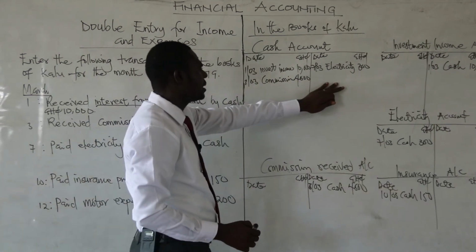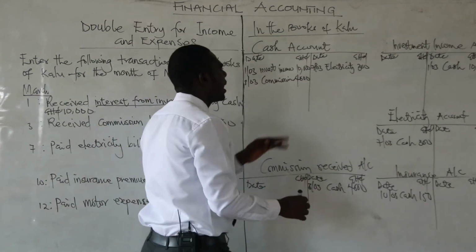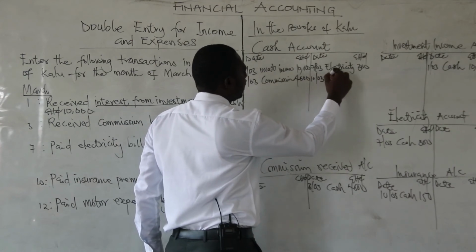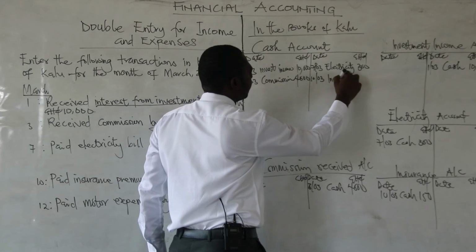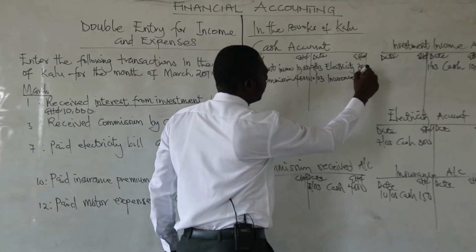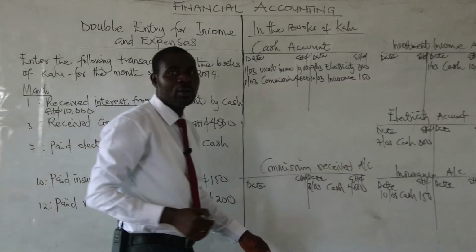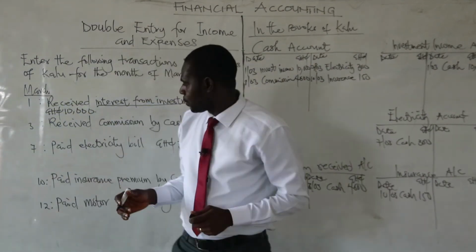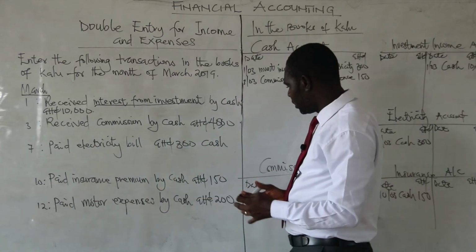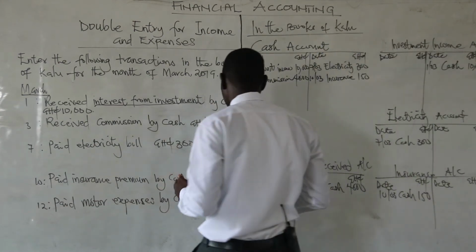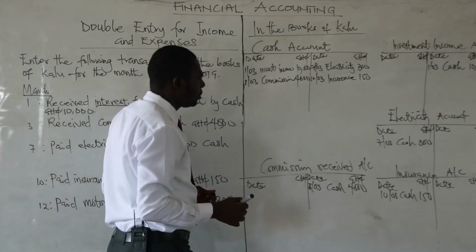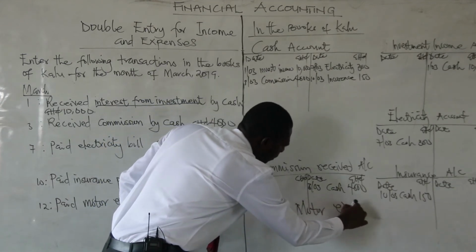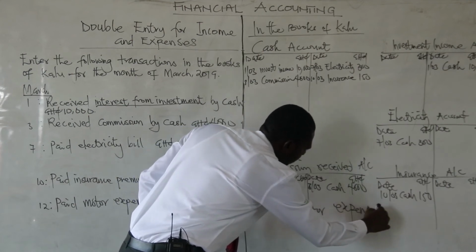So we come to the cash account, which is the corresponding account. The date is 10, and it is insurance. Amount 150. Okay. Now let us look at the last transaction. Paid motor expenses by cash, 200. It is an expense, so we know what to do. So let's write motor expenses.